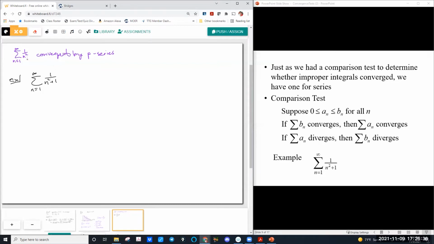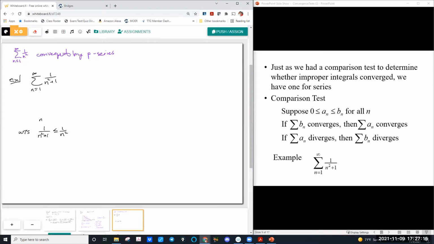All right, so it looks like 1 over n squared. So just like our comparison test with improper integrals, we want to compare it to something known. So this thing is going to behave like 1 over n squared. So we want to show, remember we start at the bottom with these comparison tests, that 1 over n squared plus 1 is less than or equal to 1 over n squared. All right, we want to show a sub n is less than or equal to b sub n, because if b sub n converges, then a sub n converges.